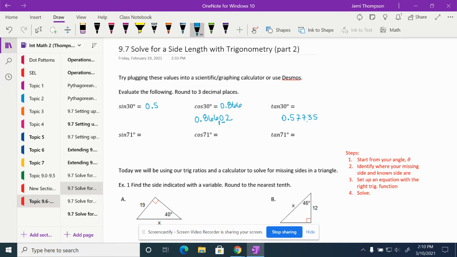I want 3 decimal places, so I'm looking at the 4th decimal place, 3. If this is 5 or higher, I round up. It's not, so I just cut it off. 0.577. Those are my answers. So in this first part here, just really an exercise in finding and using sine, cosine, and tangent and making sure we can all round.